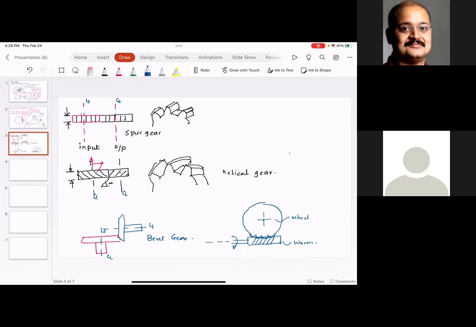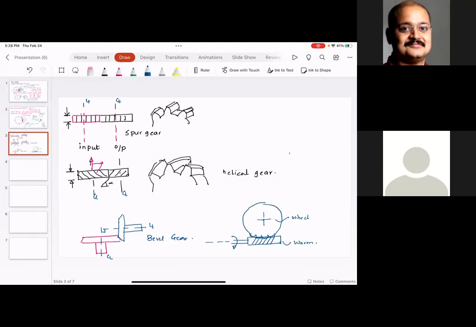Please note, in the case of bevel gear, the center lines are perpendicular to each other. In the case of worm wheel, the center lines are also perpendicular to each other. But in the case of bevel gear, the center lines are in one plane. In the case of worm wheel, the center lines are not in one plane. Can you see that their planes are perpendicular to each other?